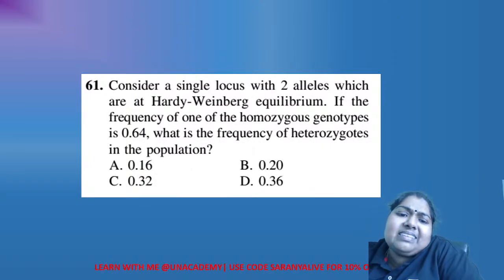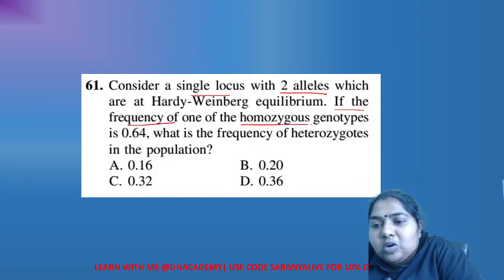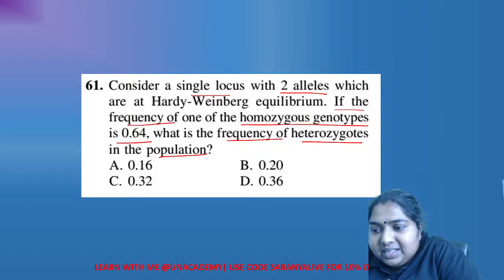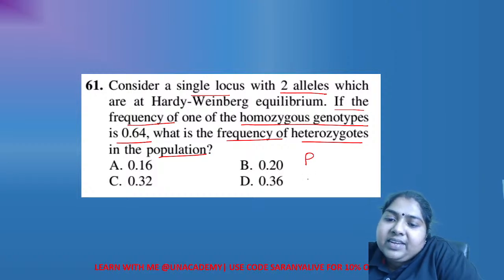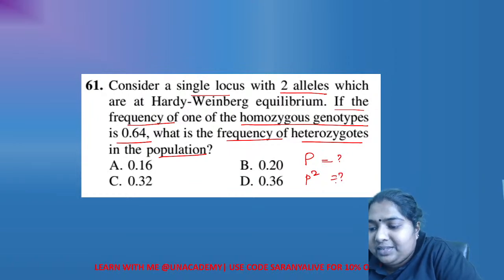And this is another simple problem. Consider a single locus with two alleles which are at Hardy-Weinberg equilibrium. If the frequency of one of the homozygous genotypes is 0.64, what is the frequency of heterozygotes in the population? Now what is given? Is p given or p squared given? Think and tell me. In this question, is p given or p squared given? What is given in the question?